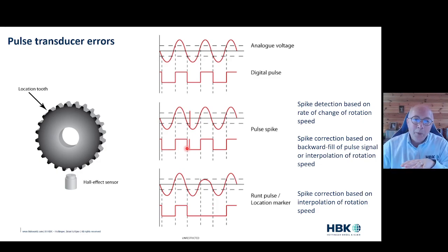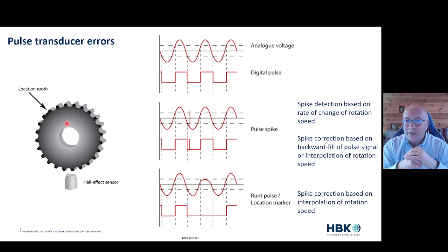The other one, the opposite of a pulse spike, is a runt pulse. So this is where one seems to be missing. Now this could be because we've got debris building up in here, so it gives us a runt pulse, or it could be deliberate, like a location sensor, where we expect the pulses at a rate and then suddenly one's missing, and that's actually telling our system that that's top dead center, for example. So there's a valid reason for this and not.